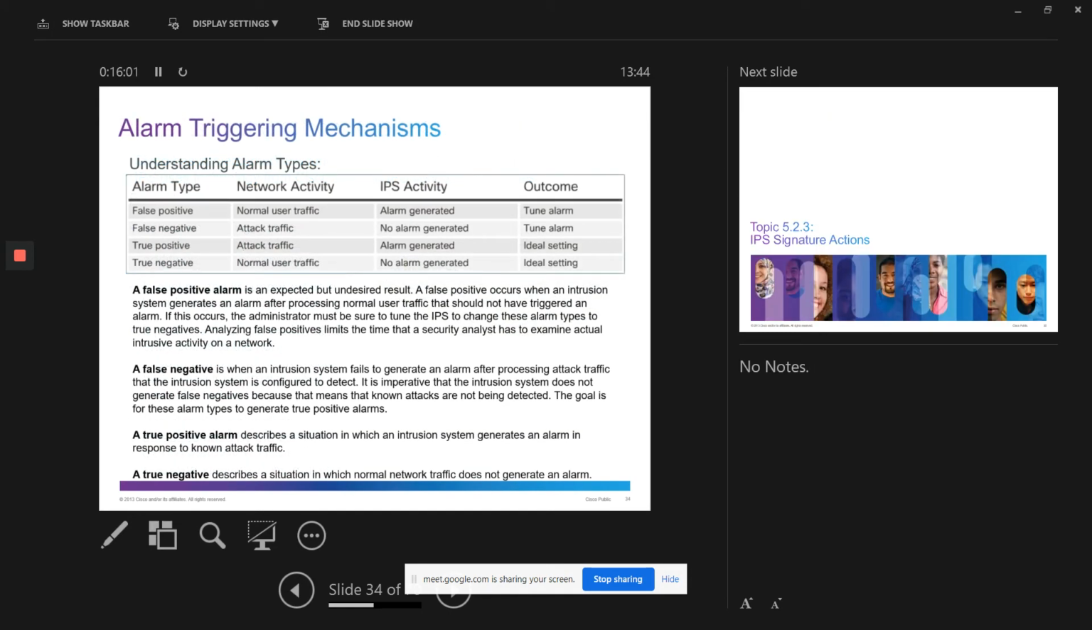Now lastly, we go to the alarm trigger mechanism. We have several types. We have something called a false positive alarm.